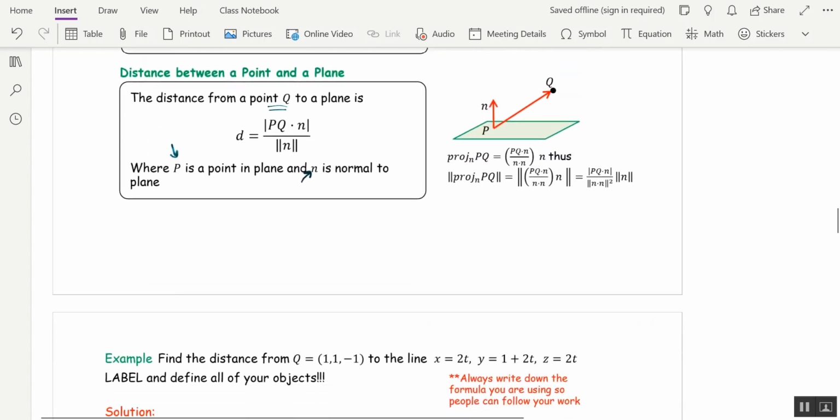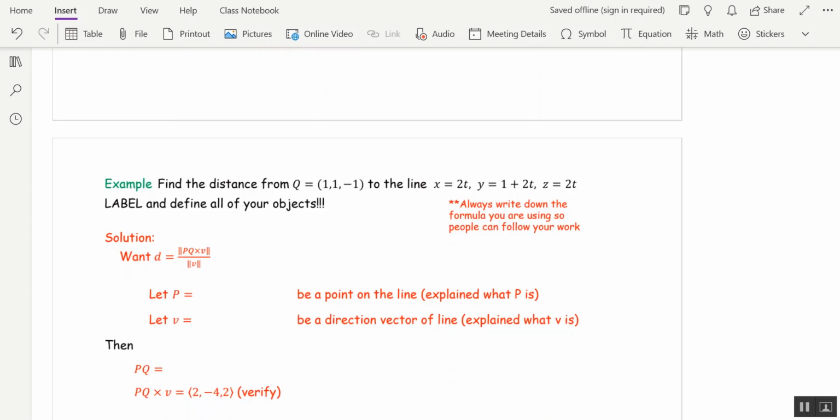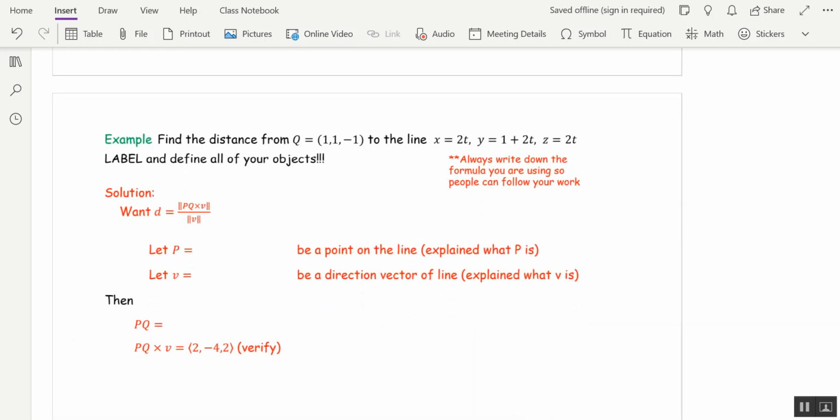So, for example, suppose we want to find the distance from this point Q to the line given by these parametric equations. So the first thing we want to do, if I started this out on the solution to save time, is write down the formula we're going to use. Length of PQ cross V over the length of V. Now we're given Q, we need P. P is a point on the line.